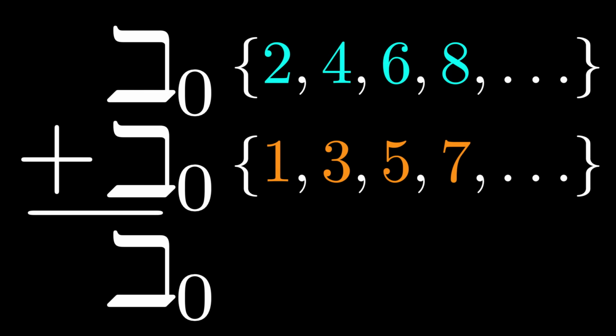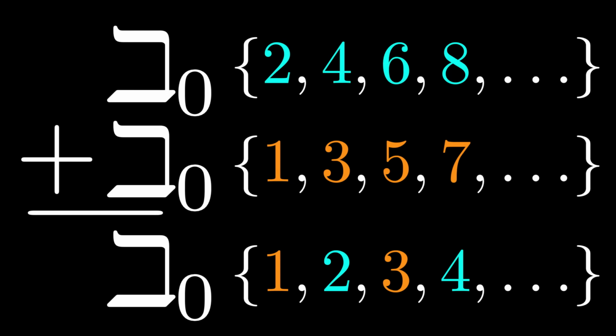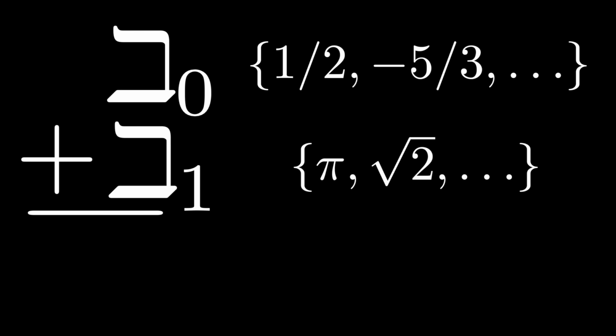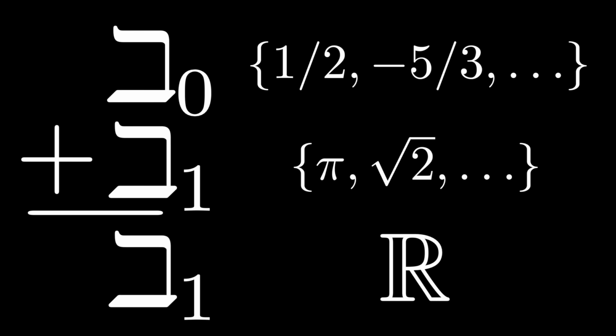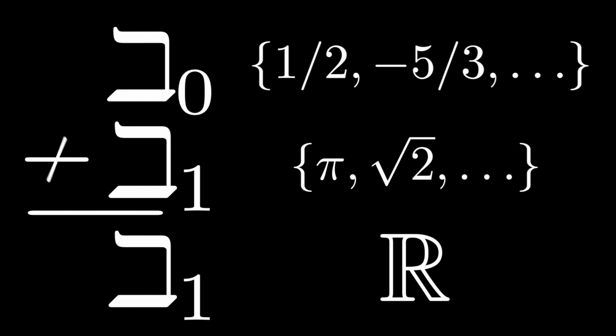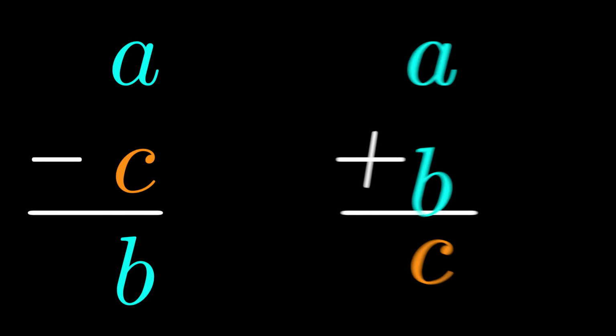Similarly, we find that ℵ0 plus ℵ0 is still ℵ0, because combining the even and odd numbers gives us the natural numbers. Finally, ℵ0 plus ℵ1 is like combining the rationals with the irrationals to get the real numbers, so we get ℵ1. Now, we can define subtraction as the operation that undoes addition.